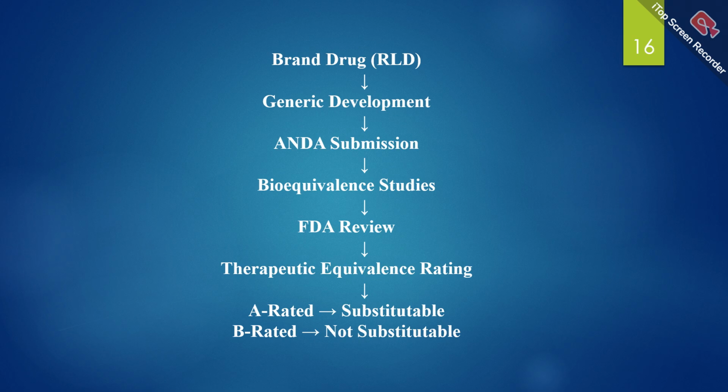This is a simple flow chart about rating of drugs. First, the branded drug, RLD, will be there. Then companies will develop a generic drug for that brand name drug. Then they will file an ANDA and also submit bioequivalence studies. FDA will review all those studies, and then FDA will give the therapeutic equivalence rating. A rated drugs are substitutable, and B rated drugs are non substitutable.